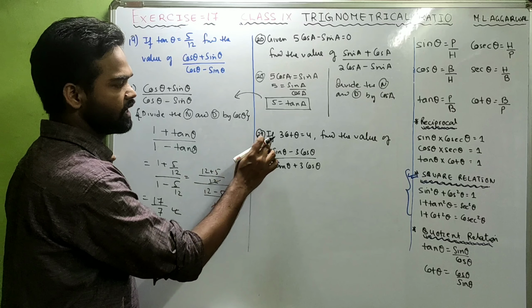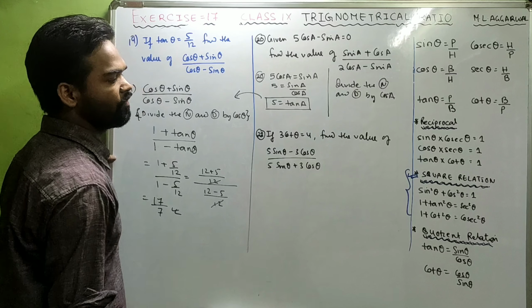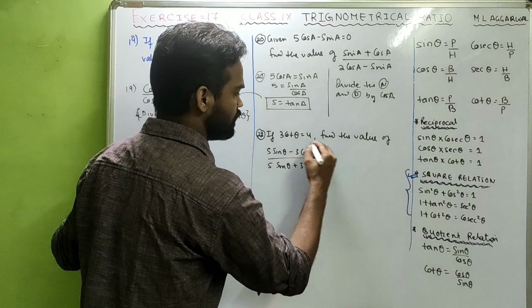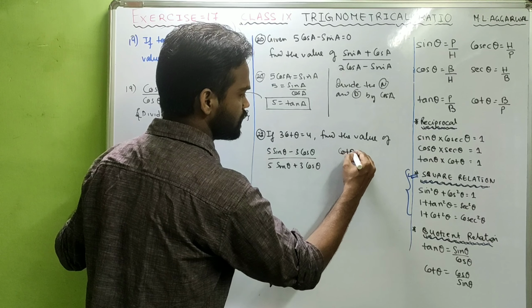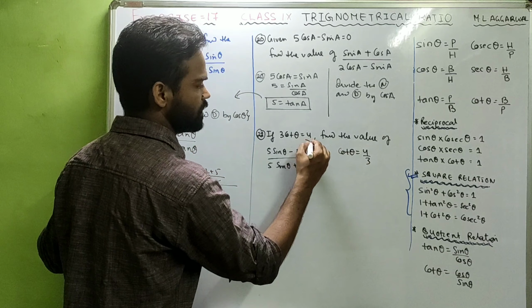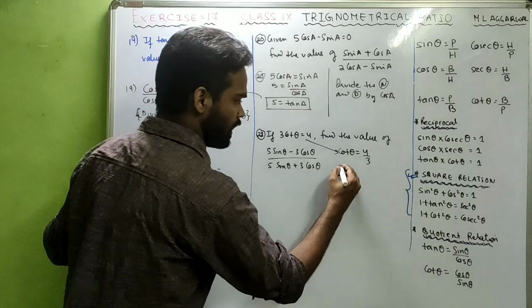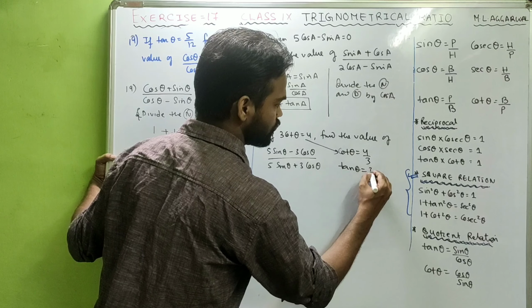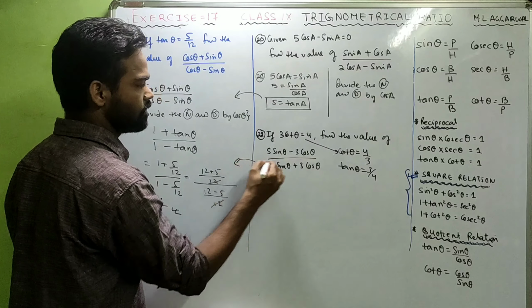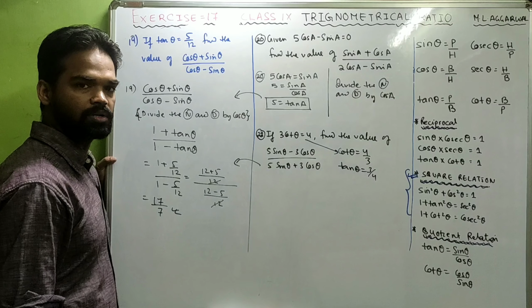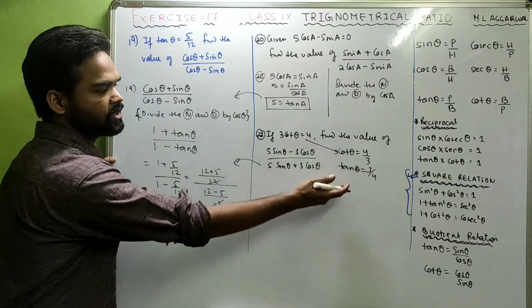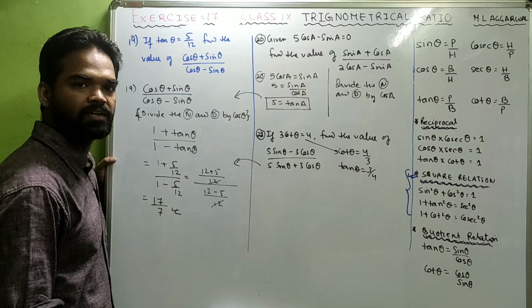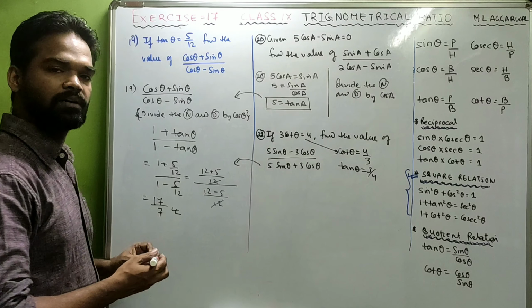This one also, see? If 3 cot theta equals to 4, find the value of this. Same. Now we can write cot theta equals to 4 by 3 from here. So I can write tan theta is 3 by 4. Then again same method. You divide this by cos theta and then substitute the value of tan theta and then simplify it. Okay? Let us look at the next sum.